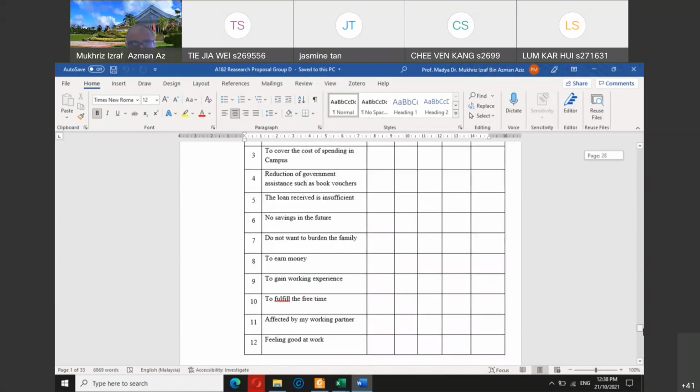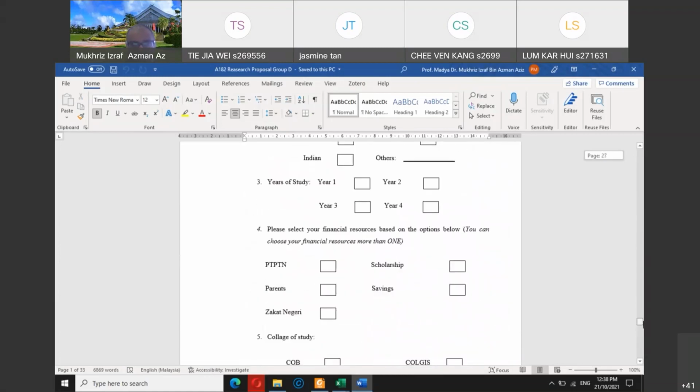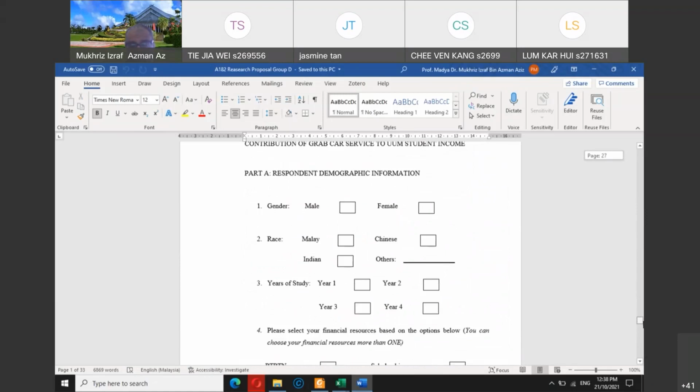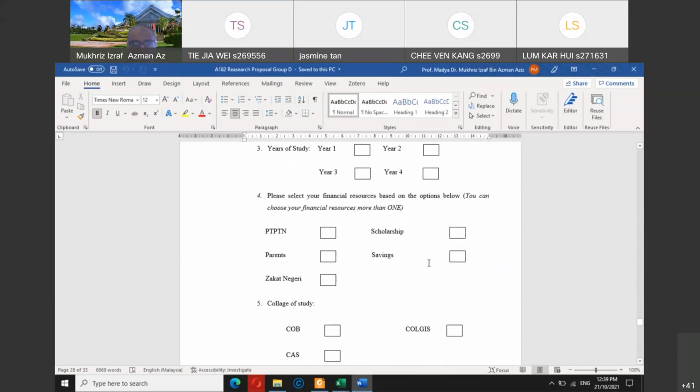You can see most of the questions they constructed from scratch, meaning that maybe they got some ideas from past studies, because Grab car or Uber is a common topic among researchers. But the respondents were supposed to be among students who were actually involved in Grab car service.